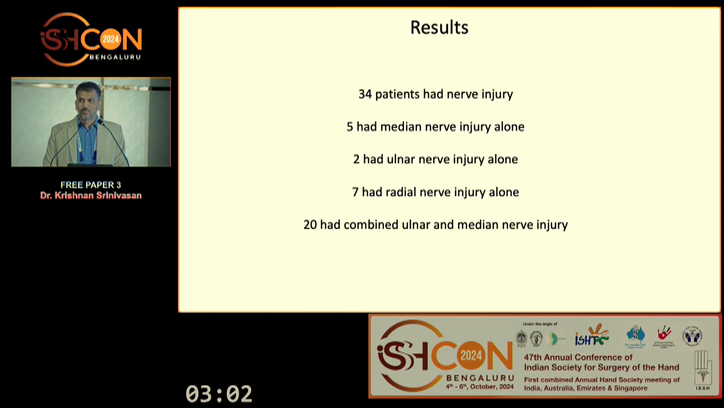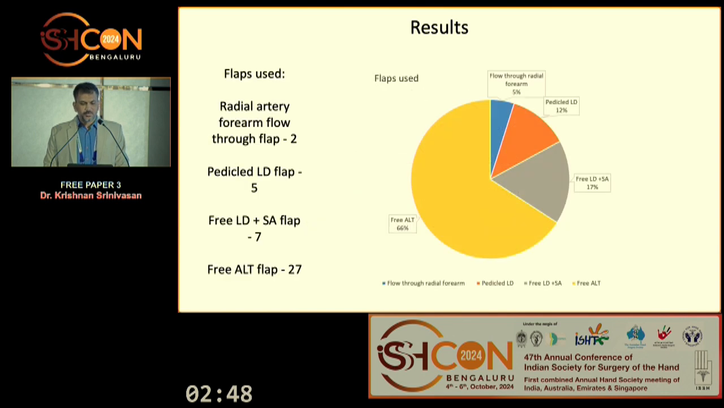So 34 of these patients had nerve injury. Nerve injury becomes an important factor when it comes to functional outcome. When there is no associated nerve injury and it's mainly bone, soft tissue and vascular injury, the outcomes are much better compared to when there is associated nerve injury. The most common flap that we used to cover was ALT free flap, which is 27.